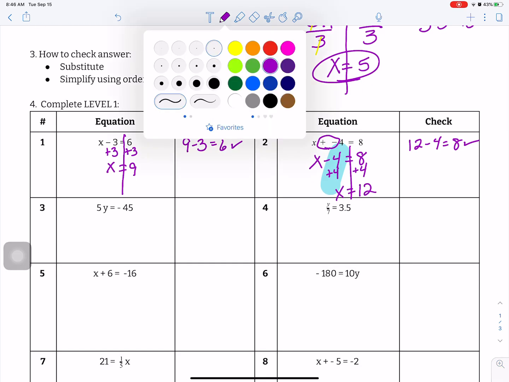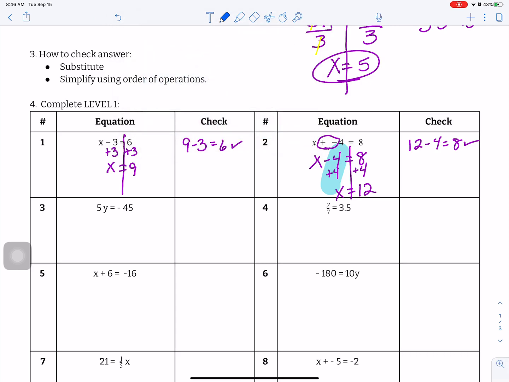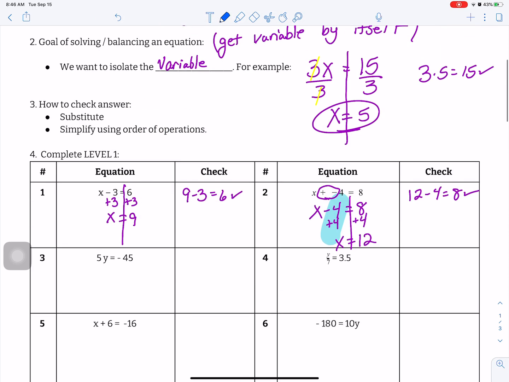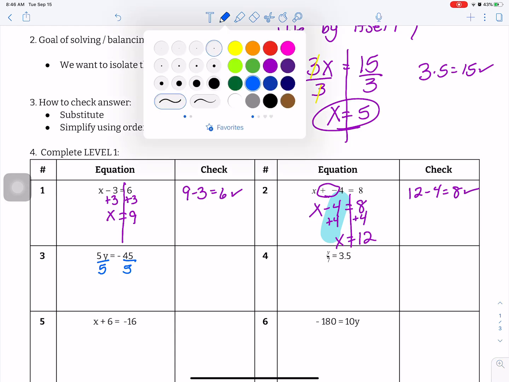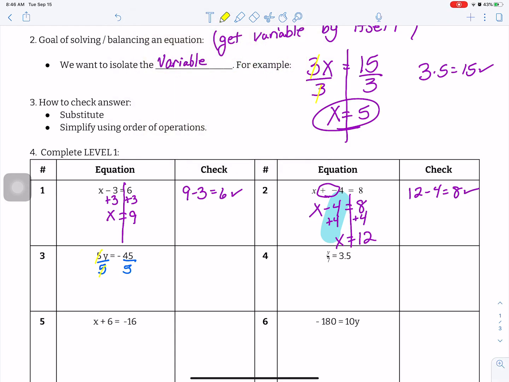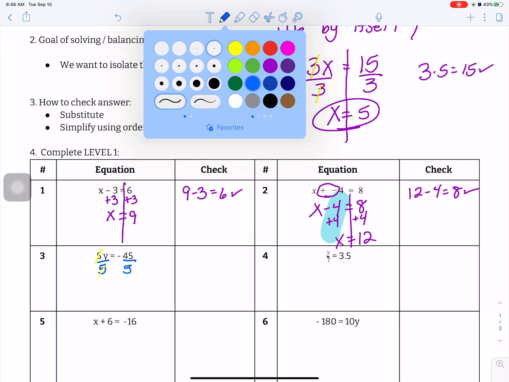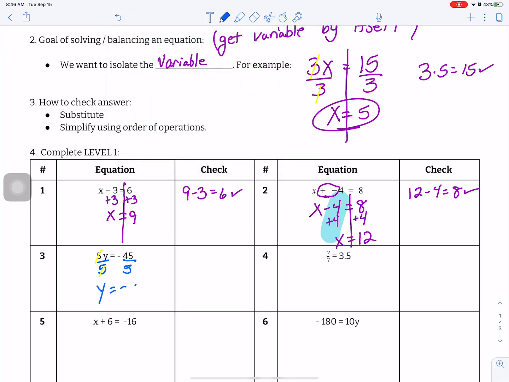Looking at number 3, 5y, that's just like the one we did up here. 5y is the same as 5 times y. I'm going to divide that 5 out. And again, these 2 cancel, leaving me with just a y. That's why I'm dividing, to get my y. So this equals negative 9. And if I do 5 times negative 9, it equals negative 45. So it's just, again, a quick way to check.